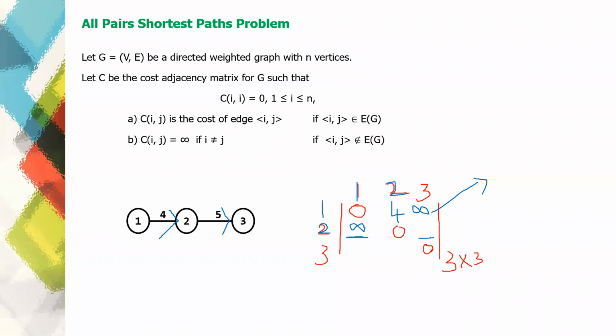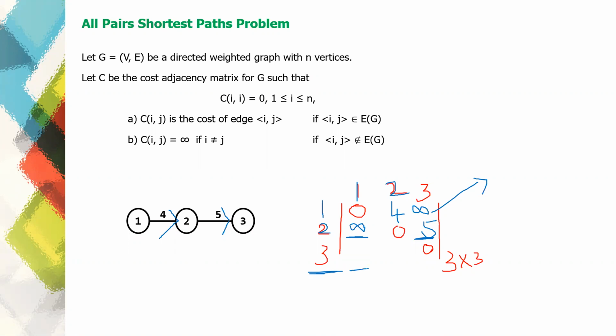Then I'm going to fill up this place, which is the adjacency value between node 2 and node 3. Again, if I see the graph, between node 2 and node 3 there is a direct edge and the cost of the edge is 5. So I'm going to fill up 5 here. Now, I'm going to consider the third row.